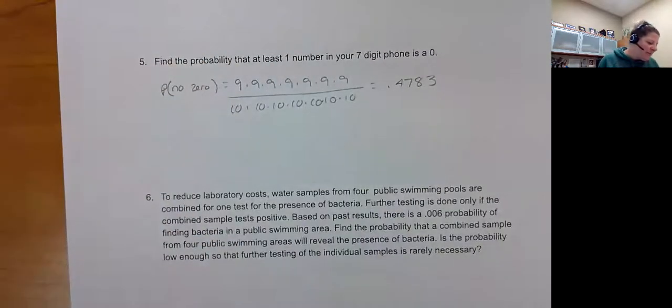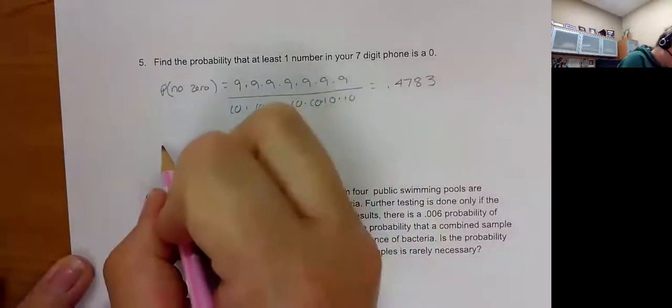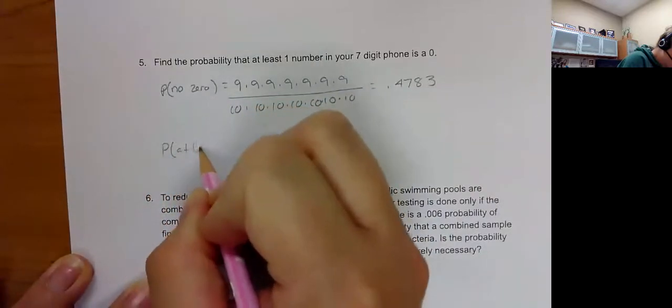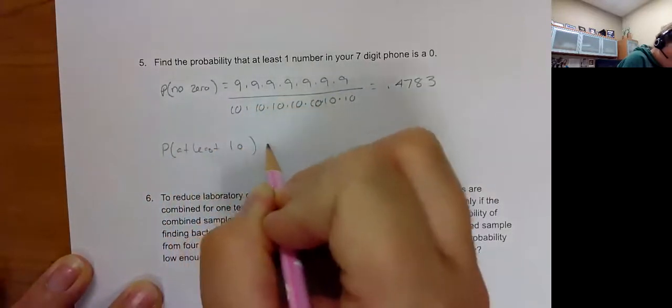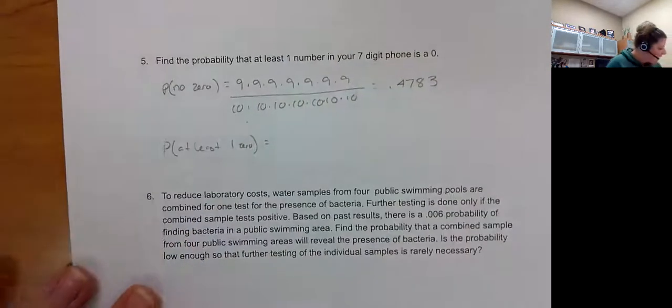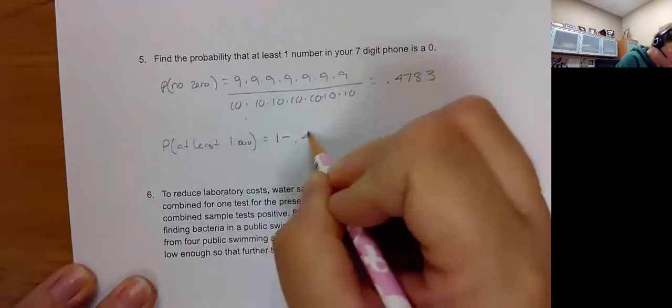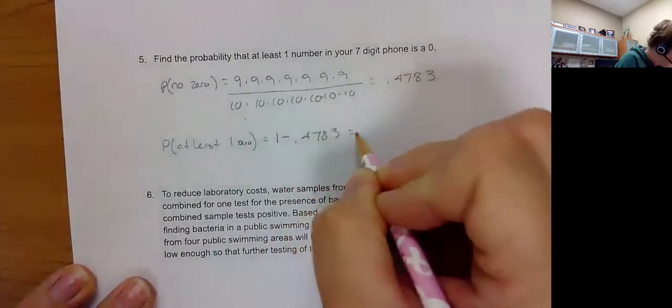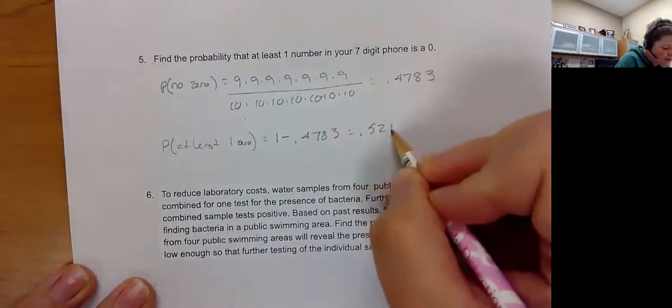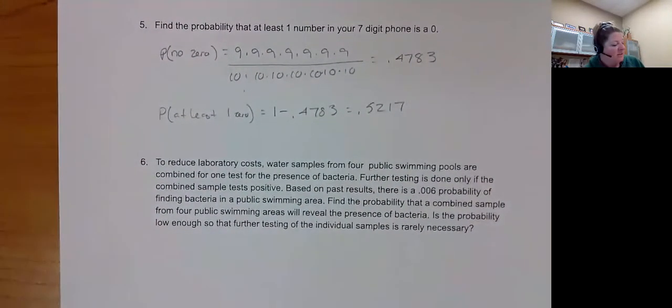Okay, so that's our probability of no zeros. So what would be the probability of at least one? I'm going to use the word zero just because otherwise it's going to look like a 10. At least one zero would just be 1 minus 0.4783, which is going to give me 0.5217. So the probability of having at least one zero is 52% out of a 7-digit phone number.